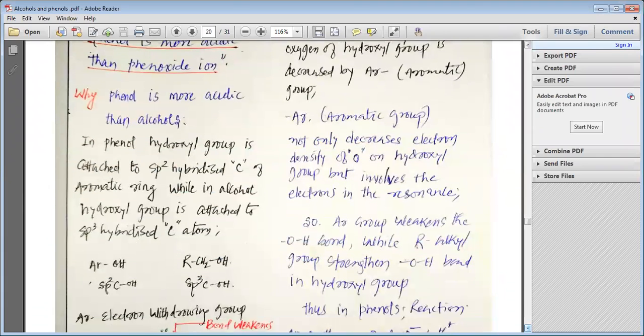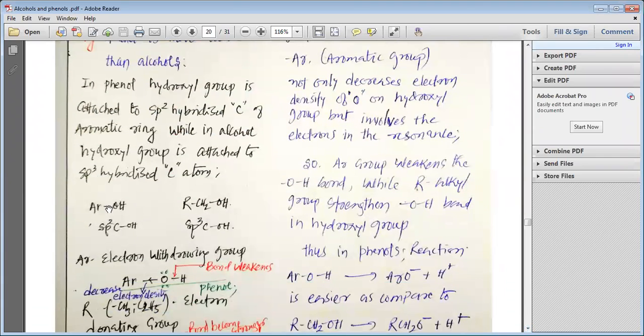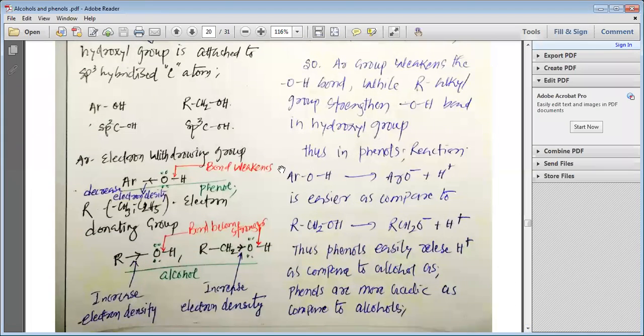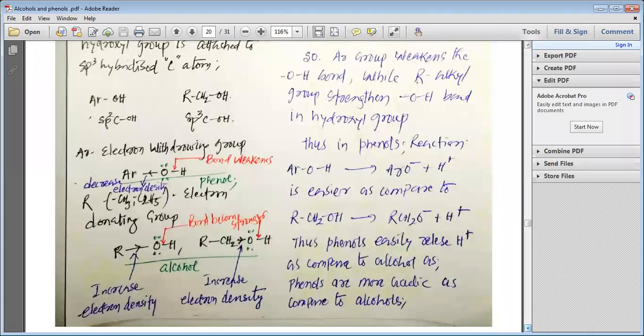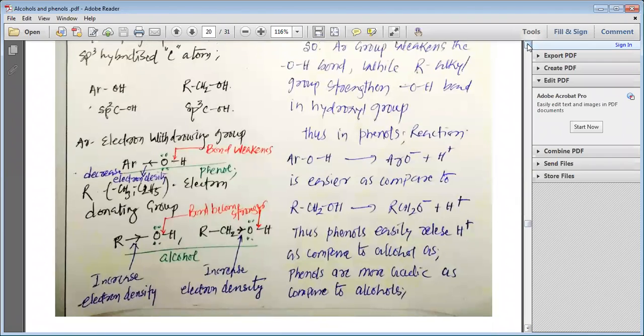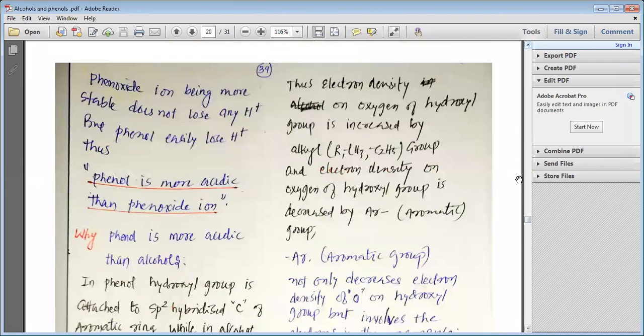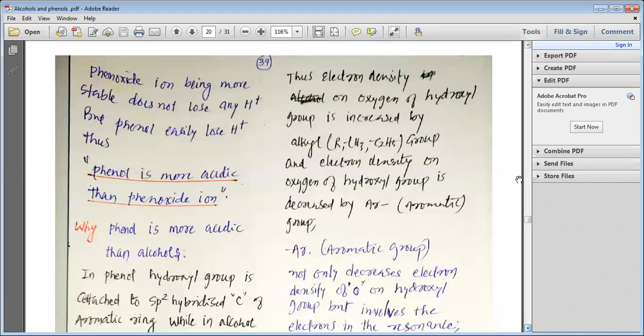Phenol is more acidic than alcohol because in phenol we have sp2 C-OH, but in alcohol we have sp3 C-OH. So the aromatic group weakens the bond, and it decreases the electron density on oxygen, whereas the alkyl group strengthens the OH bond by increasing the electron density on oxygen. And this is how, my dear students, we can easily understand that phenol is more acidic than alcohol.